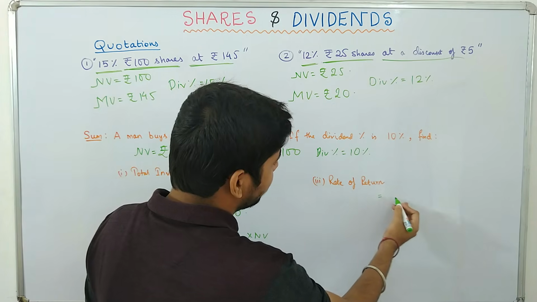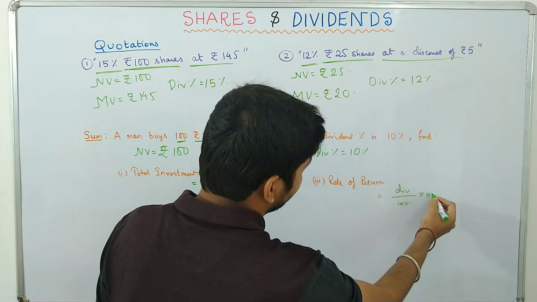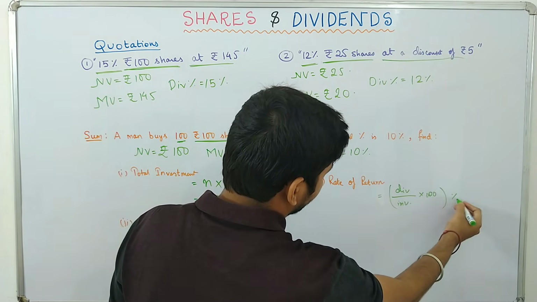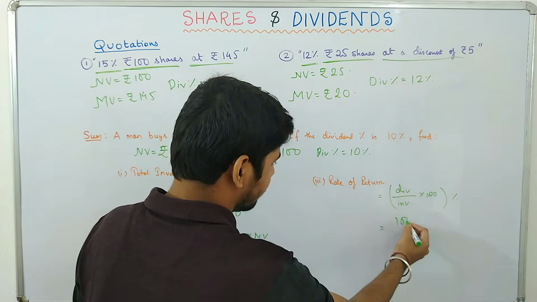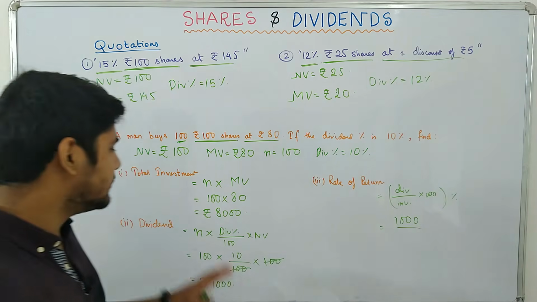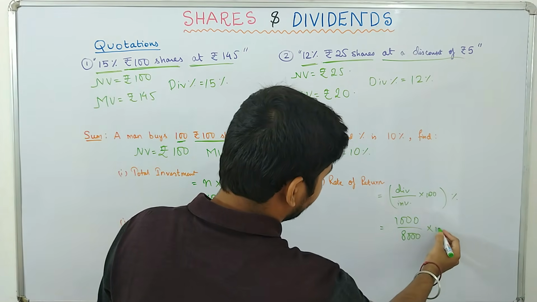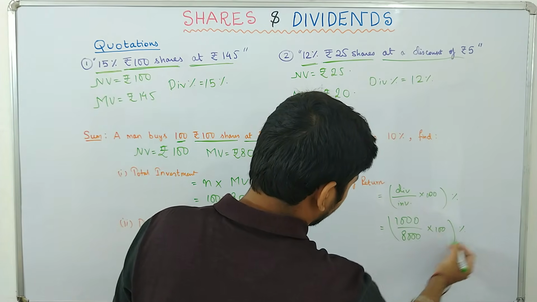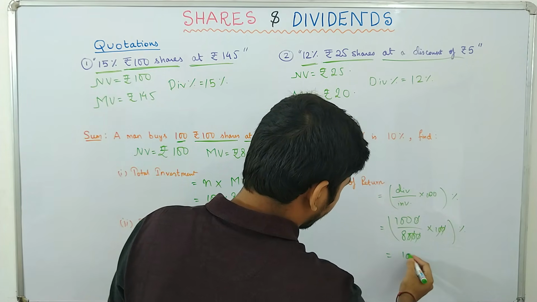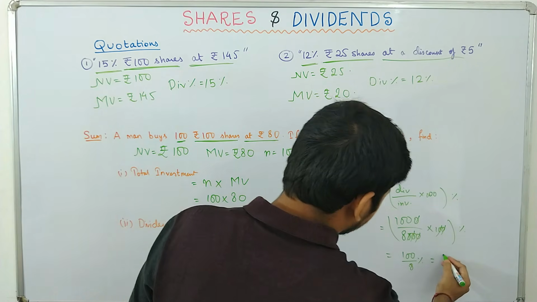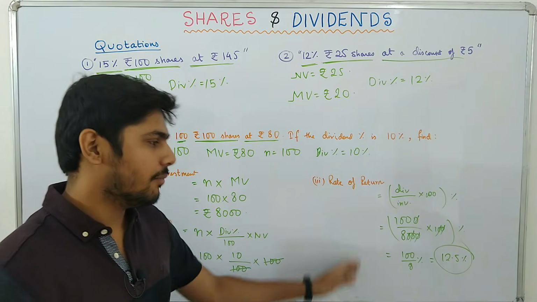Okay, easy. Now finally we have the rate of return. Rate of return, I gave you the formula, is equal to dividend divided by investment into 100%. We have calculated the dividend, which is 1000, divided by the investment, that is 8000, then finally into 100%. So we have 100 by 8%, which is basically 12.5%. So the rate of return is 12.5%.